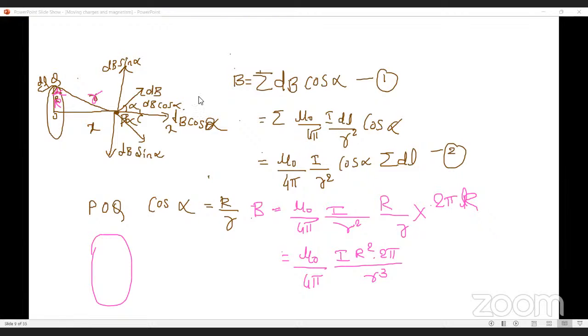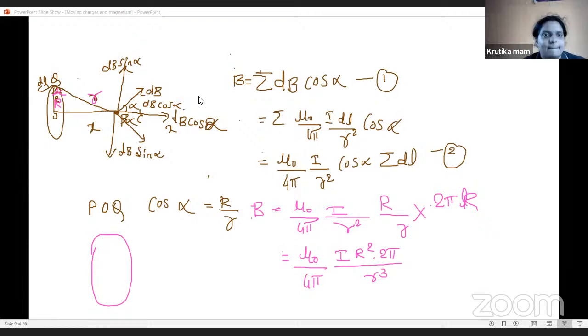So one last step is remaining up to equation 3. If you have any doubt, you can ask, students.